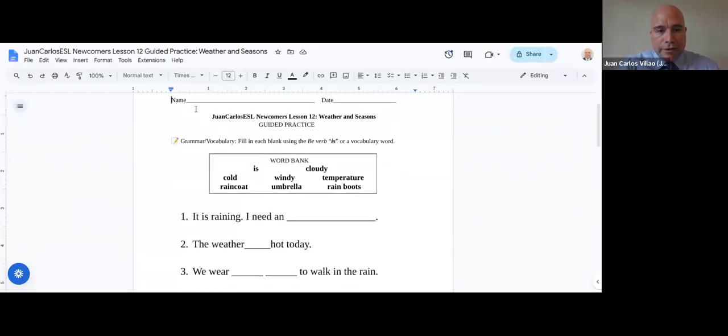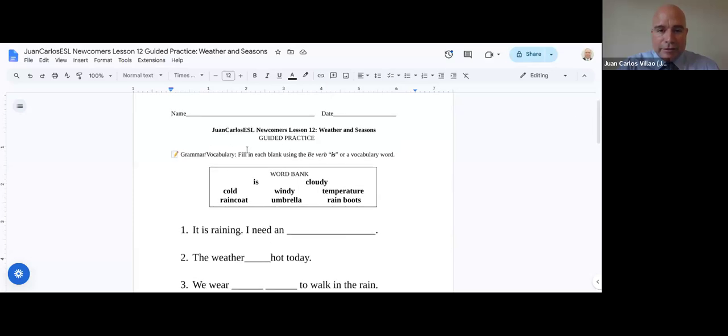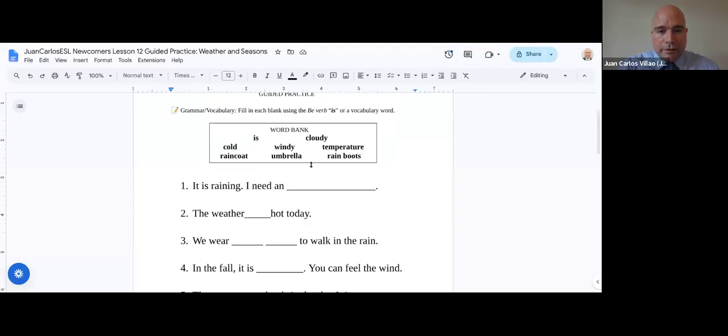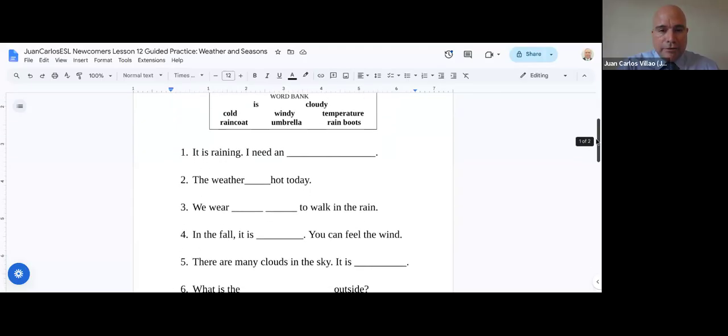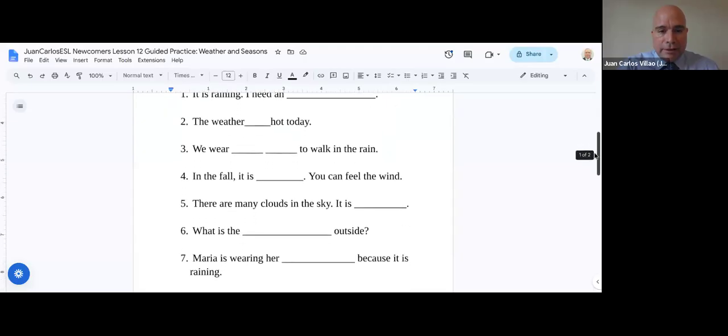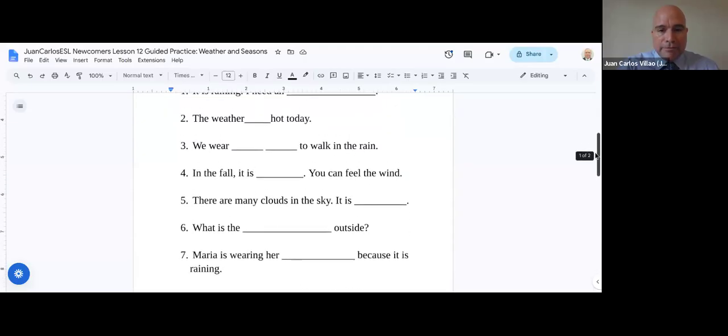So, put your first and last name, the date you're completing the exercise, Newcomers, Lesson 12, weather and seasons, guided practice. So this is about grammar and vocabulary. Fill in each blank using the be verb is or a vocabulary word. So the word bank. There are 8 sentences, meaning there are 8 words in the word bank that you could use to fill in the missing spaces in the guided practice exercise.